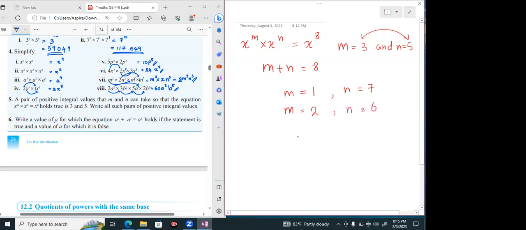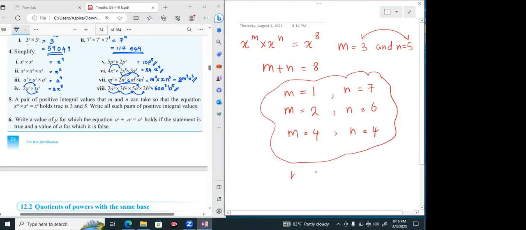Madam, m equals 4 and n equals 4. Yes, m equals 4 and n equals 4. Okay. Now we can consider in other way. That means m equals 5 and n equals 3. m equals 7, n equals 1. m equals 6, n equals 2.